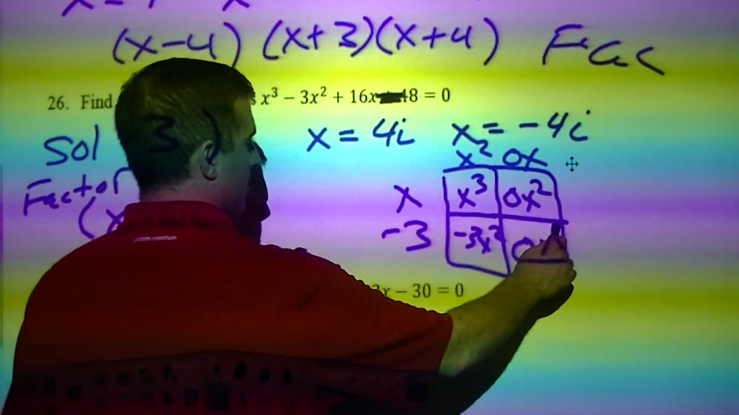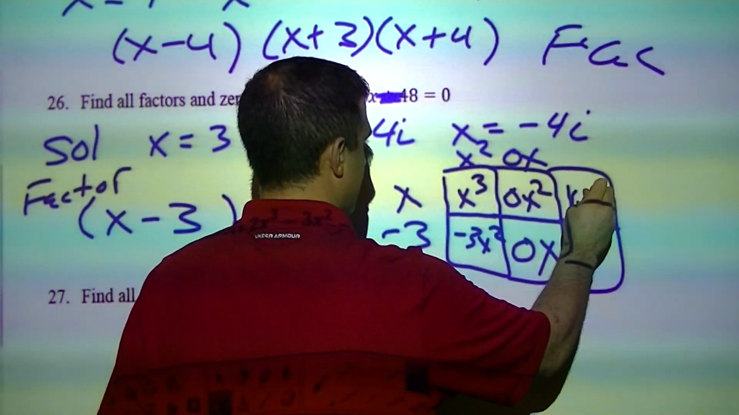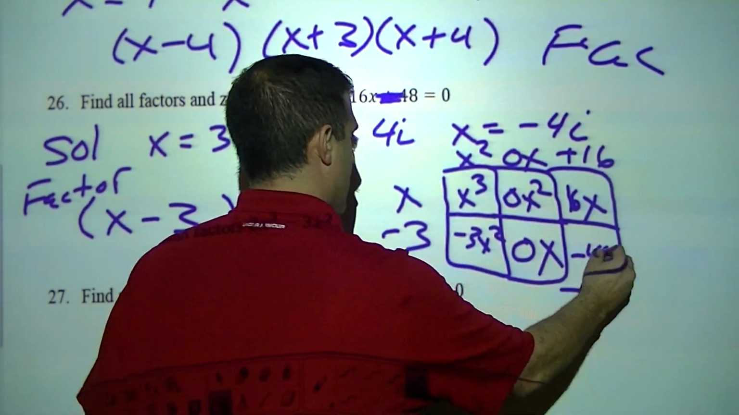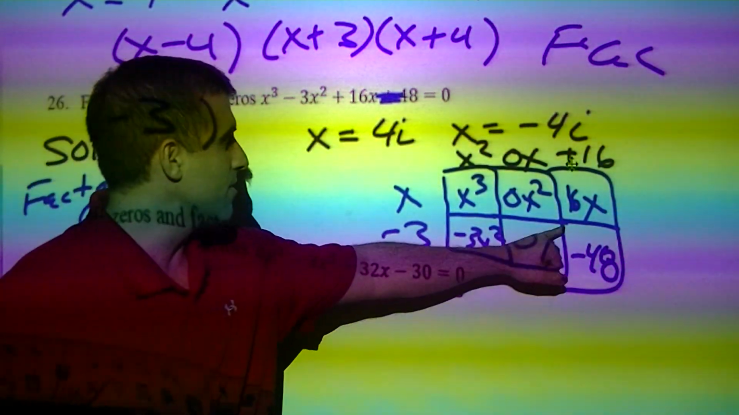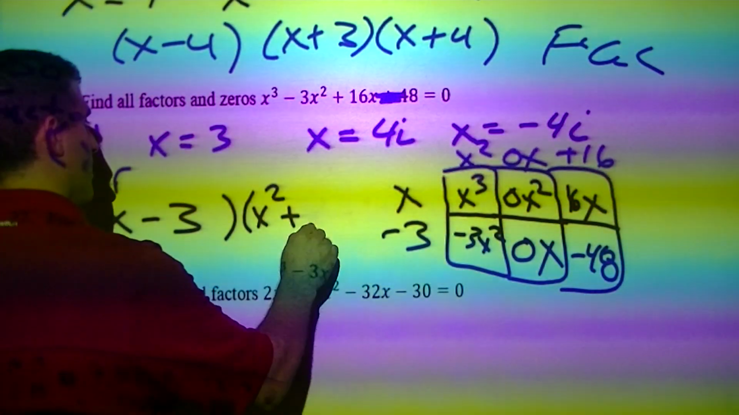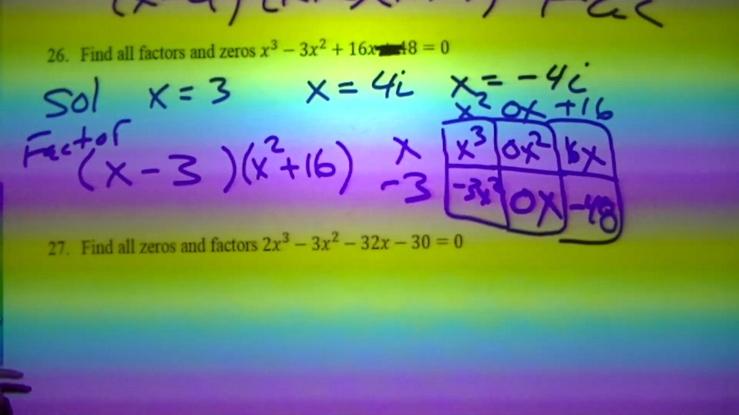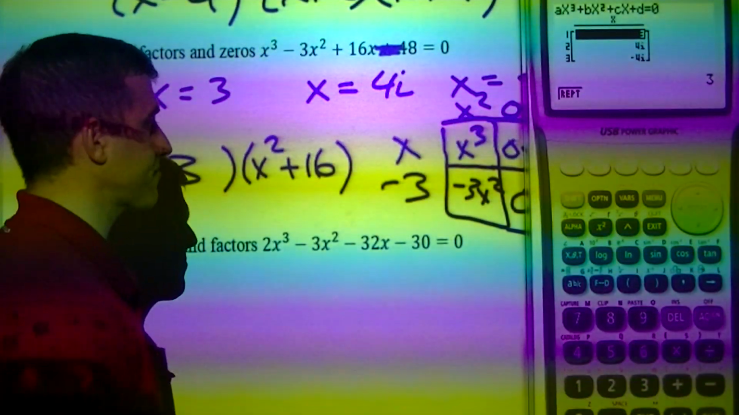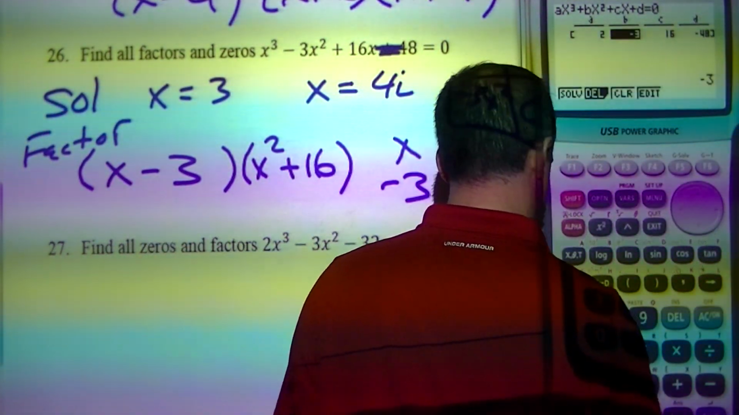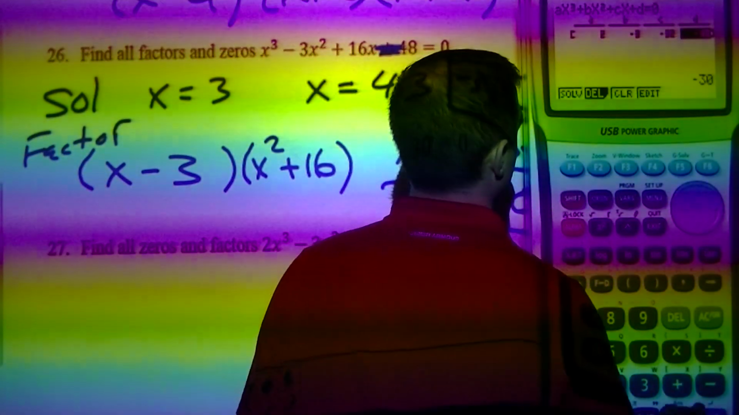Okay? Now, I need the answer to be positive 16x. So I need 16 there, which gives me negative 48. Okay? So 0 and 16 had to give me 16. So my factor is going to be x squared plus 16. I don't have to write the 0x. Hopefully I didn't make the same mistake on this one. Alright? So I got 2, negative 3, negative 32, negative 30.